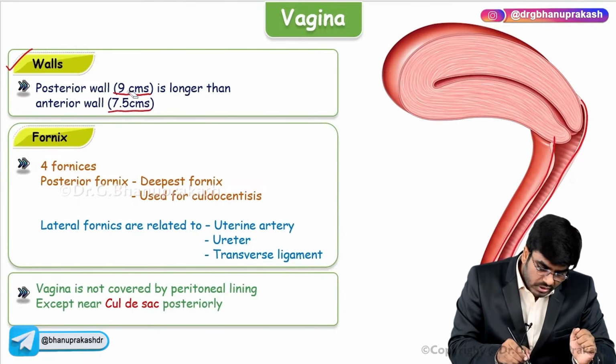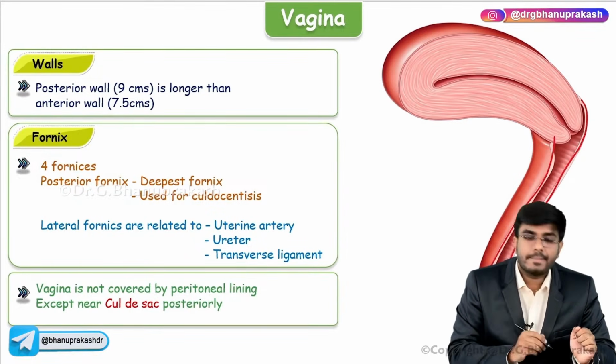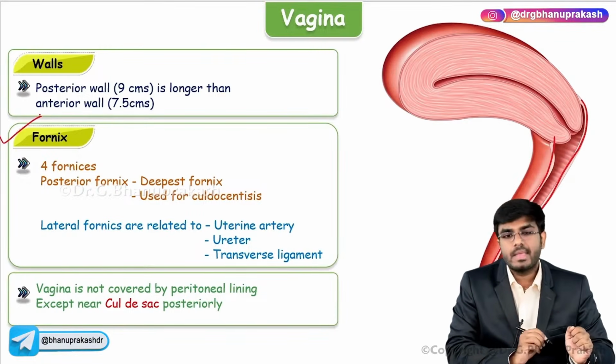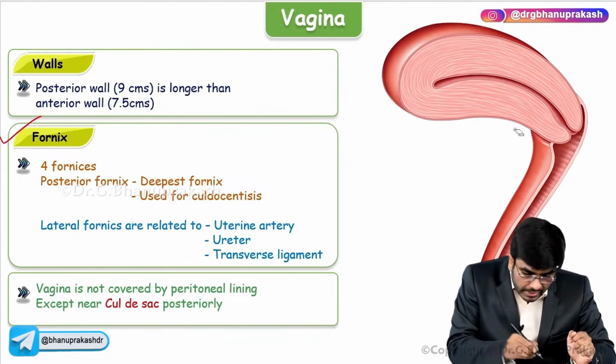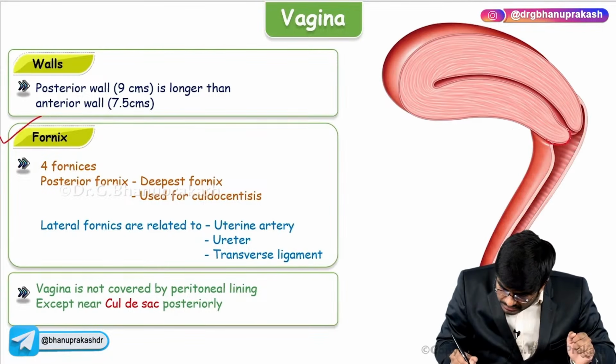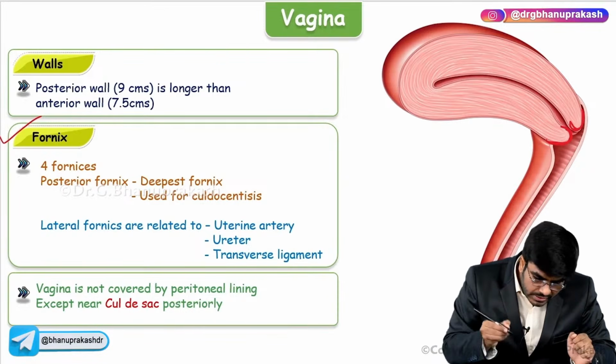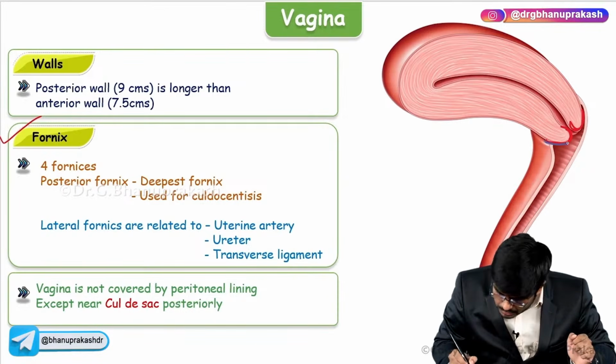Now after that, let's talk about some important points about the fornices. What exactly are these fornices? You all know this part which I am showing you right now. This part is nothing but the cervix. Am I right or not? Let me take some other color so that it will be easy for you. So this part is nothing but the cervix.